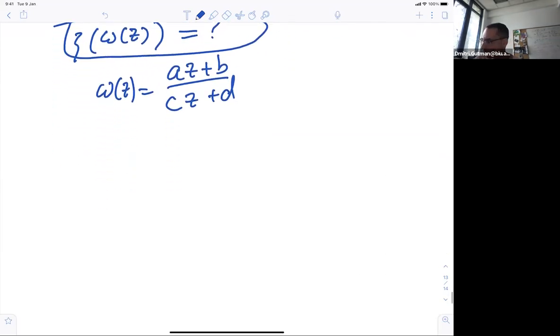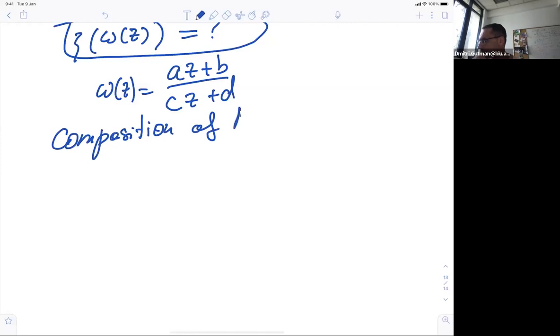So in words, the composition of Möbius transformations is again another Möbius transformation.